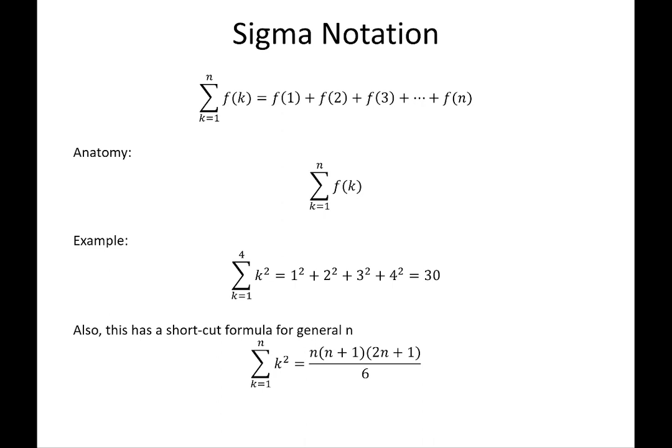And it turns out there's a shortcut for this as well: the sum of the first n squares, the first n k times k's, is n times n plus 1 times 2n plus 1 over 6. There is a way to prove this geometrically. There's not a neat way to prove this that I'm aware of that's similar to the previous proof.